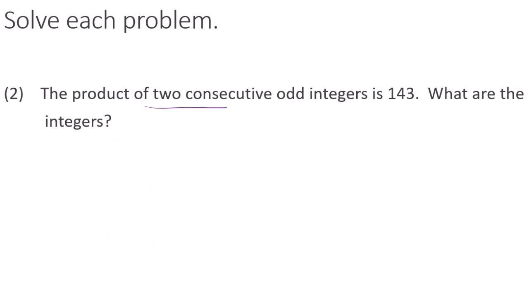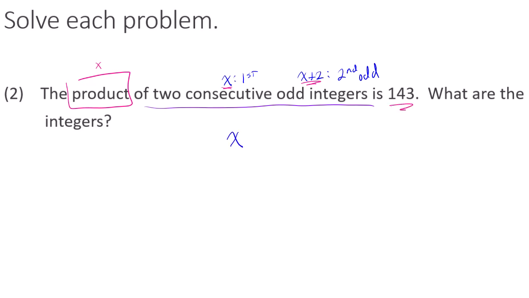So number 2, the product of two consecutive odd integers is 143. What are the integers? Okay, so the product of two consecutive odd integers. So let's say that the first consecutive odd integer is x, right? And then the second one is going to be x plus 2. Okay, and so it says the product. So what does product mean? Right, that's right, we multiply, right? So it's saying if I multiply this times this, I'm going to get this, right? So let's set that into equation. x multiplied by x plus 2, don't forget the parentheses, equals 143.